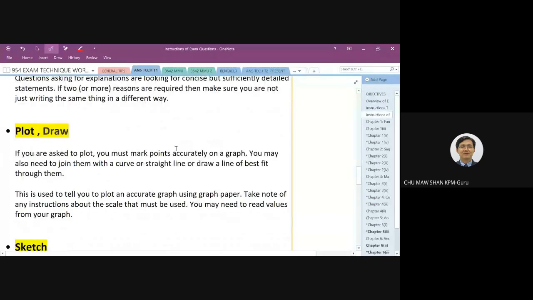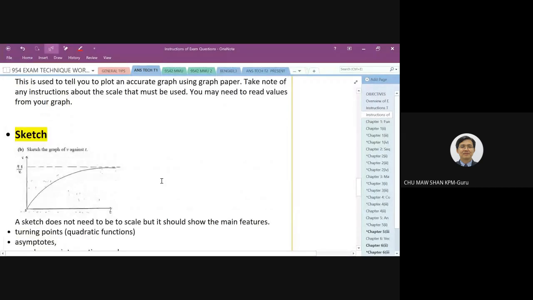Plot, draw. If you are asked to plot, you must mark the plot. I just skip it because in our exam papers we do not have this type of question. We have sketch only.